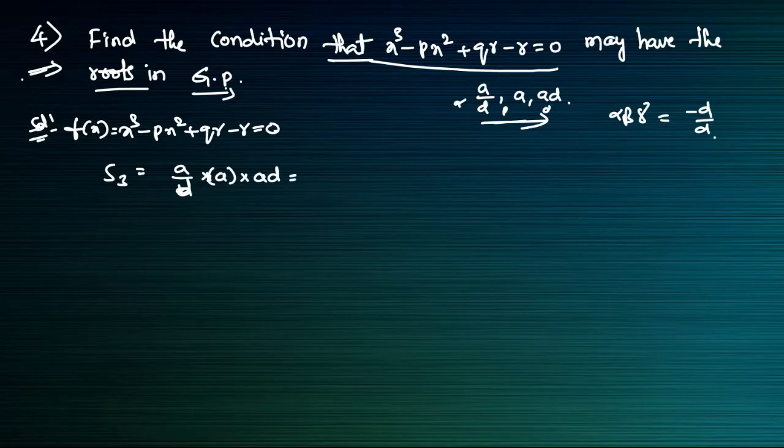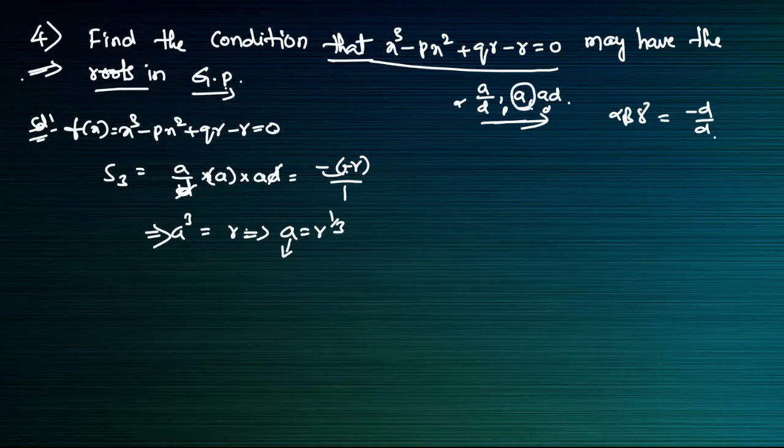That means minus r divided by 1 here. From this the d's will get cancelled and it will become a cube is equal to r, since minus into minus becomes plus. So r is equal to a cube, and we take a is equal to r power of 1 by 3. So a is a common factor, a factor of this given equation in the GP.